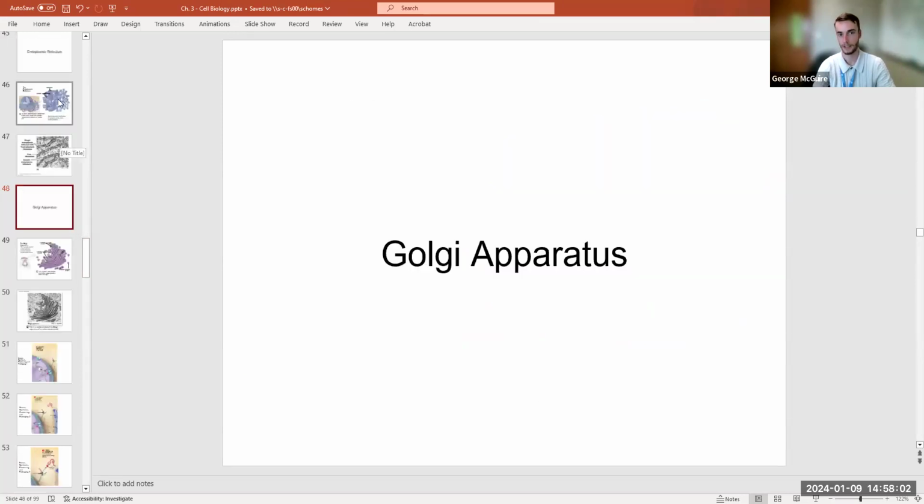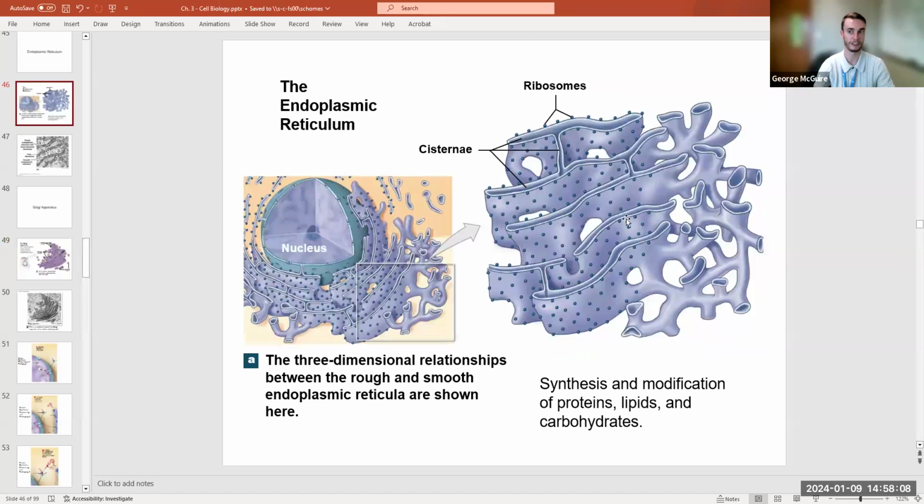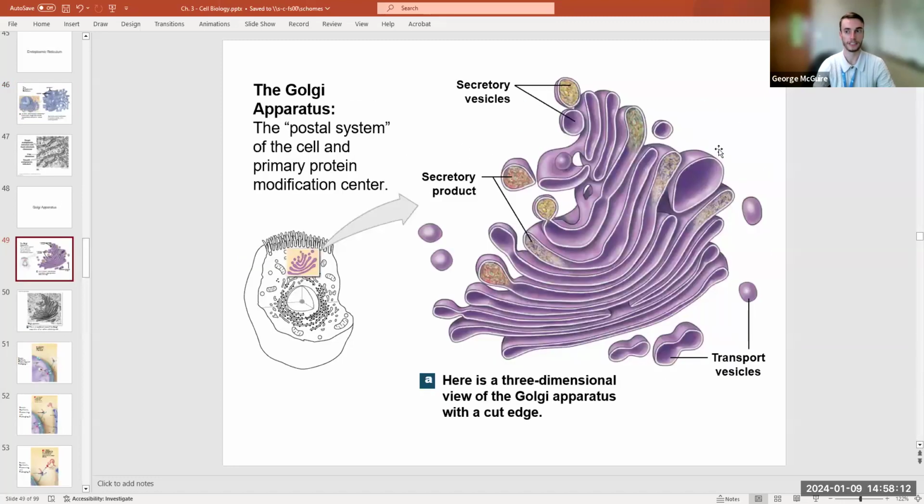Right. The Golgi apparatus looks really similar at first glance. We have a bunch of these folds together, like we did with our rough ER and smooth ER, a bunch of these folds and spaces. But the Golgi apparatus is always separate from the nuclear envelope and acts essentially as the postal system of the cell. So the Golgi apparatus is going to be creating vesicles, right? Those membrane-bound carriers we talked about a little bit earlier.